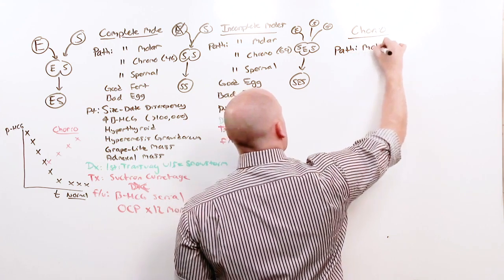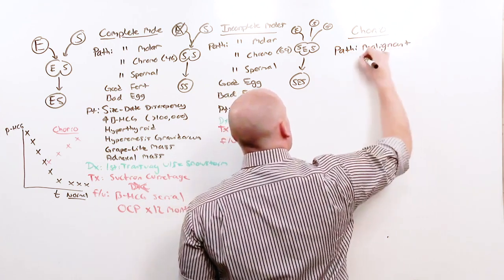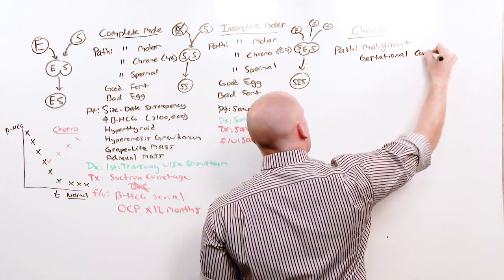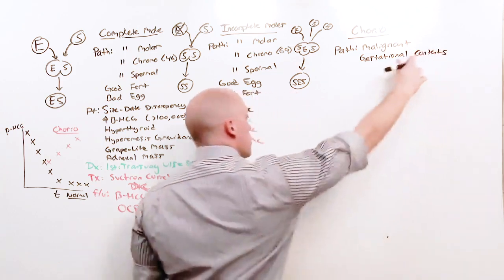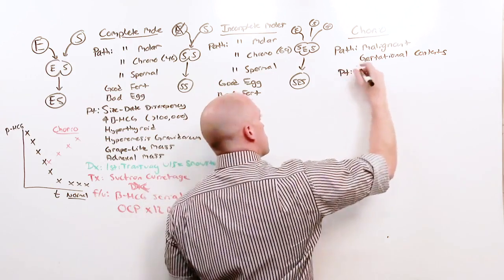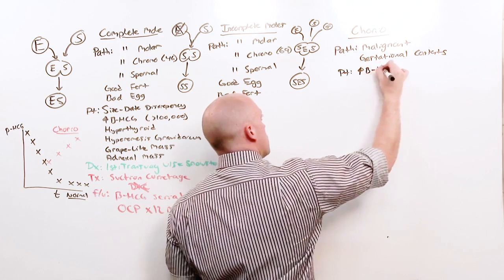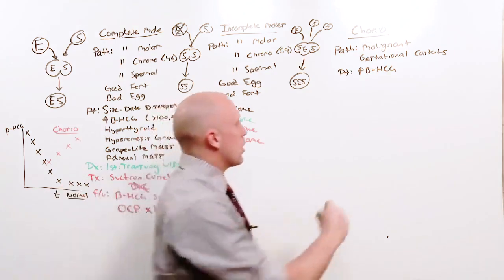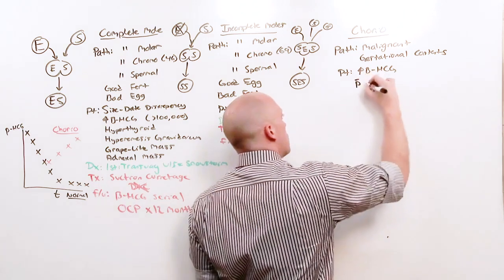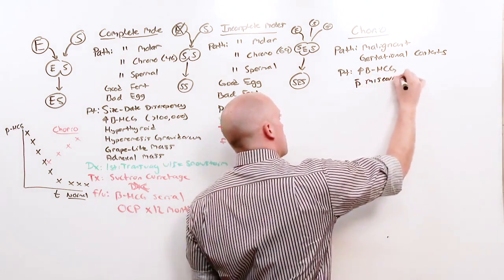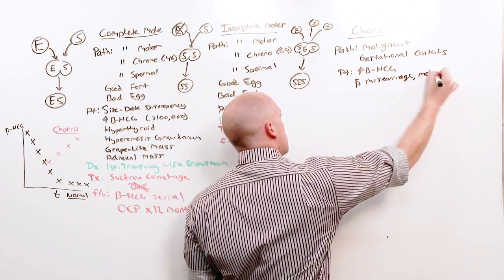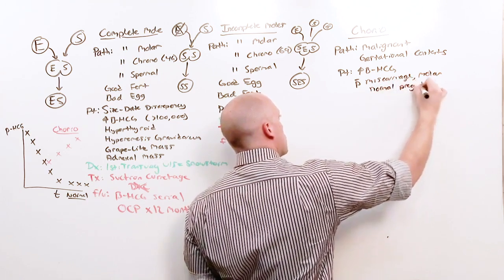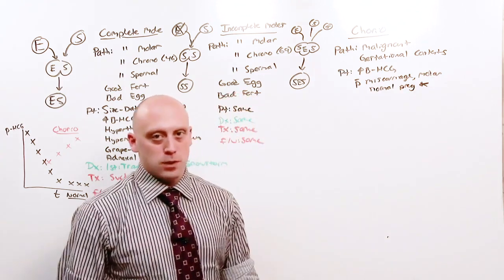Chorio is malignant, and it is a product of gestational contents. It is a gestational trophoblastic neoplasia. The patient is going to present with symptoms of elevated beta HCG. So it's going to be very similar to molar pregnancies, and it can occur after a miscarriage, a molar pregnancy, or a normal pregnancy. And those that occur after normal pregnancies have the worst prognosis simply because that's not supposed to happen.